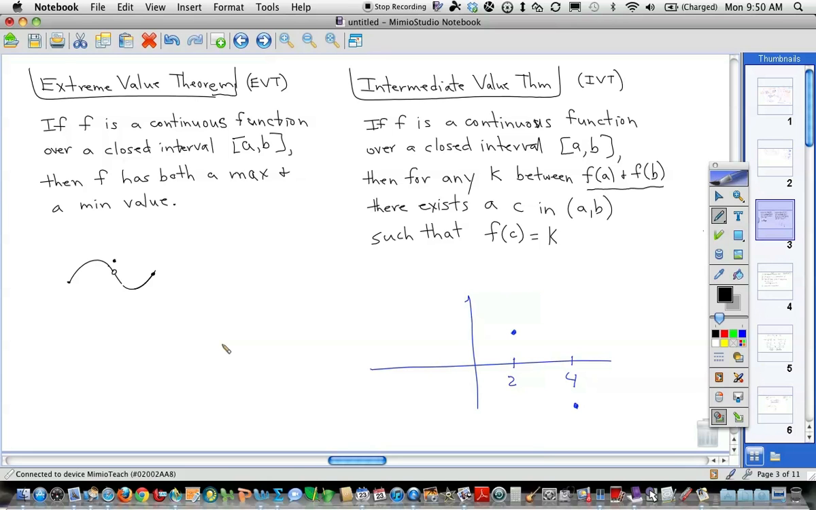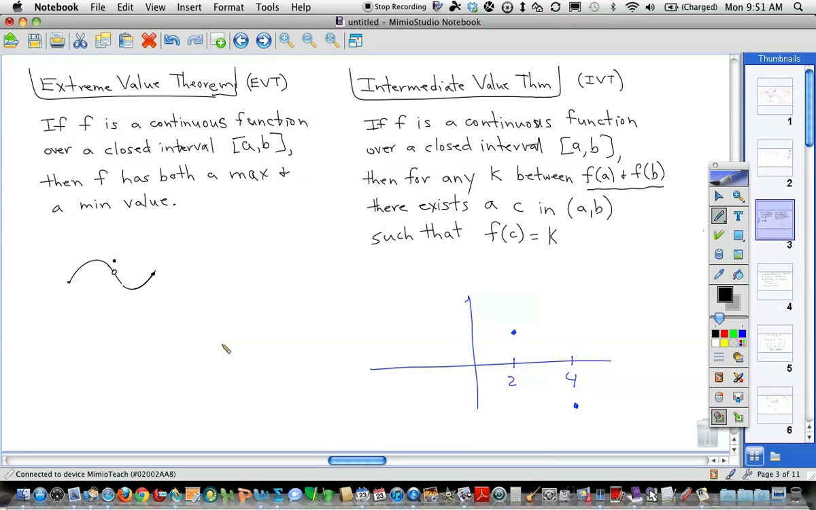A horizontal line. What if you just had a horizontal line at 2? That's continuous. Yeah, what's the max? 2, the min? 2, right? Because it's a max because there is no value bigger than it. And it's a min because there is no value smaller than it. So it's both, and that's okay.